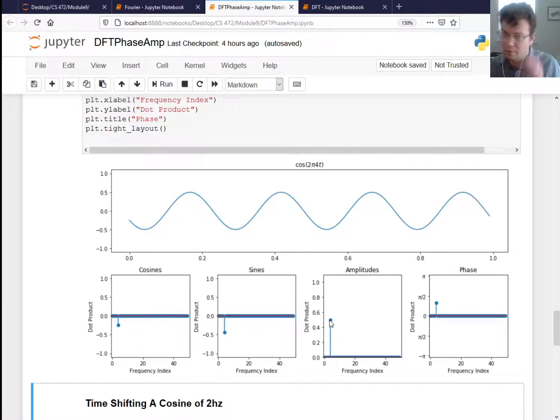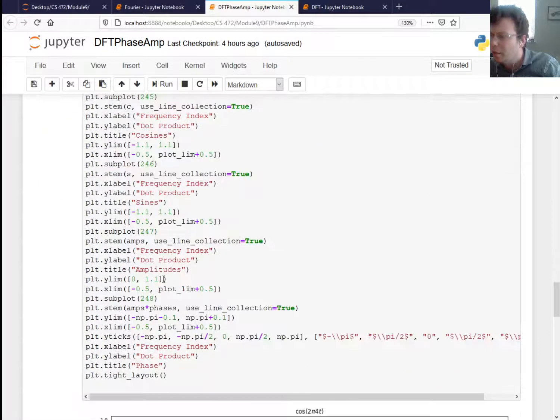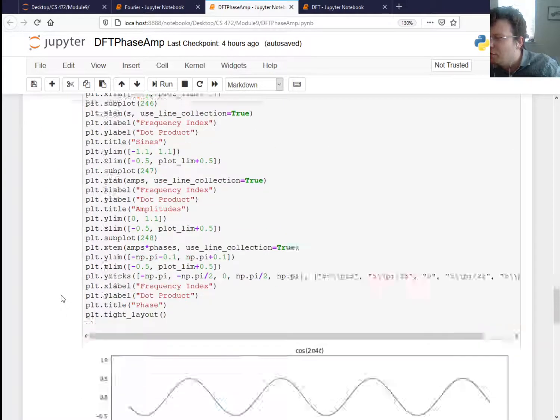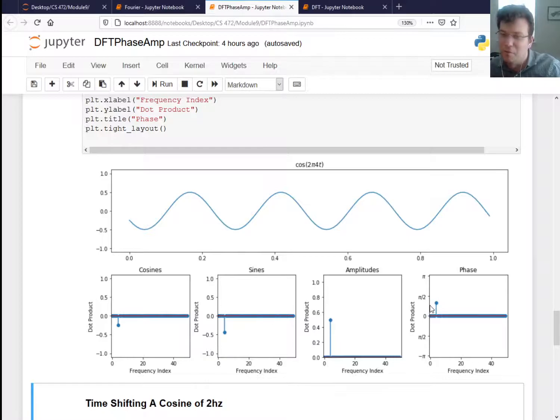Cool, so when I took this, I have the same frequency index. I'm at frequency index 4, right? That was the one I used. Yep, okay. So I can see that's the only one that actually has a non-zero amplitude. I can see it has a little more sine than cosine, but they're negative, and the phase is 2 pi over 3, which is less than pi over 2. There we go.